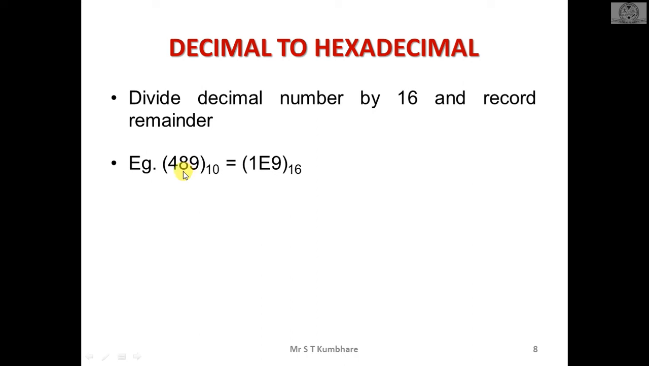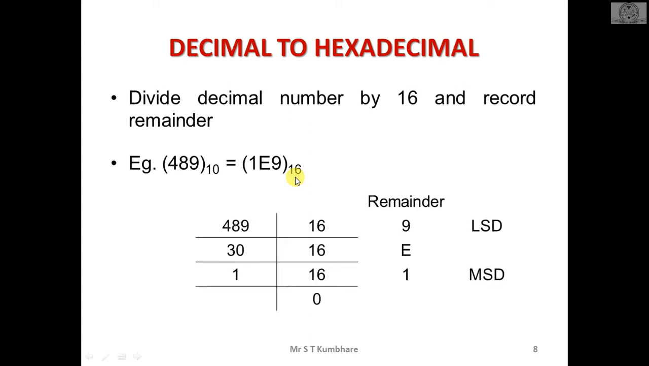So let's take again the same number 489 and we have to convert it into hexadecimal. How to do it? 489 divided by 16. Why 16? Because 16 is the base of the hexadecimal number system. You will get 30 as quotient and remainder as 9. Again you have to divide. So 30 divided by 16 is 1, and 30 minus 16 is 14, which is mentioned in hexadecimal.